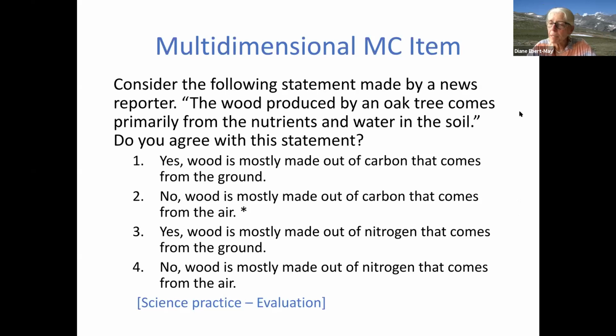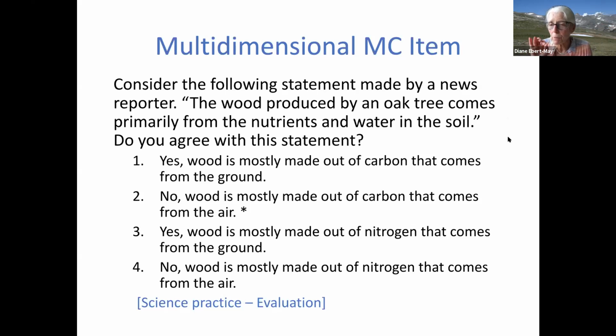So not only do we have the yes, no choice, we have their reasoning, telling me why yes, why no. Here's the third one: Yes, it's made out of nitrogen and it comes from the ground. And this is revealing all sorts of student thinking. And number 4 is no, the wood's made out of nitrogen. So this is a scientific practice that we claim in our research. This is an evaluation of that statement, because you've given a reporter's scenario and now you're evaluating the science in that scenario. Is it true? I disagree, I don't disagree, and why?